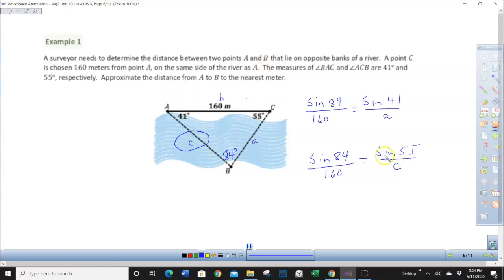So in our calculator, we do sine of 55 times 160 divided by sine 84 equals. And when you put that in your calculator, that's going to equal C. So C equals 132 meters.